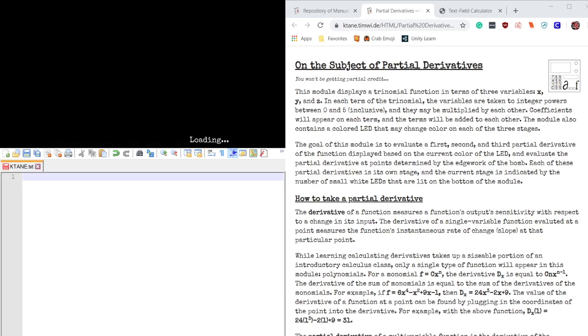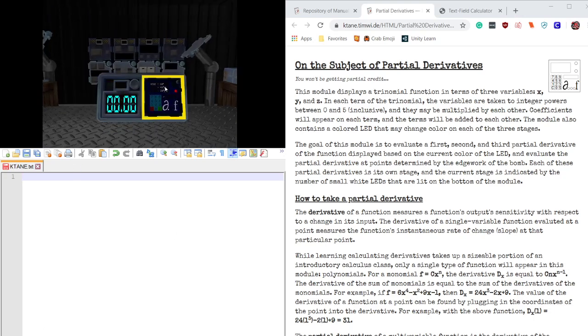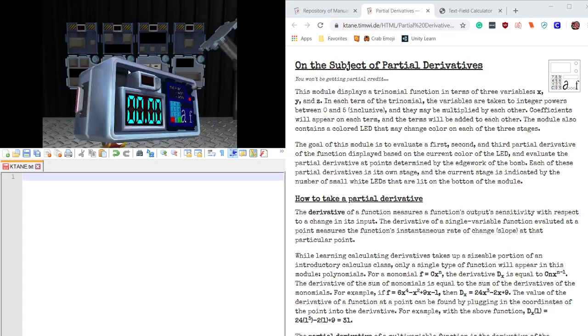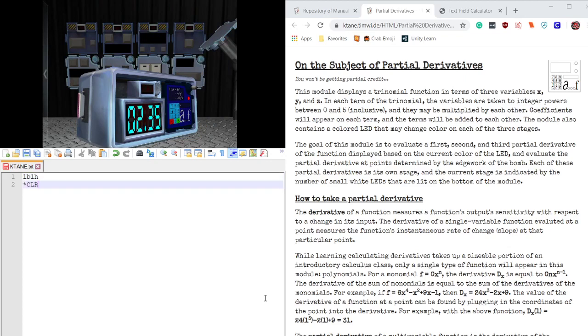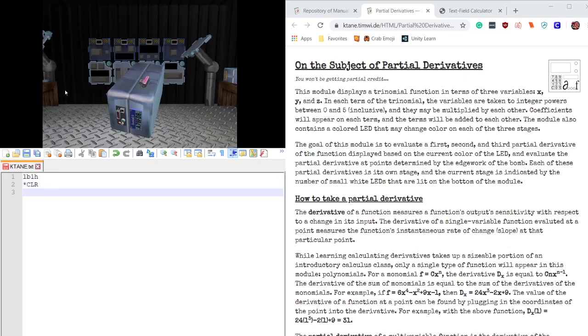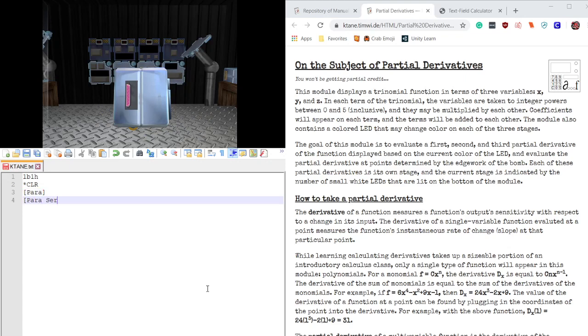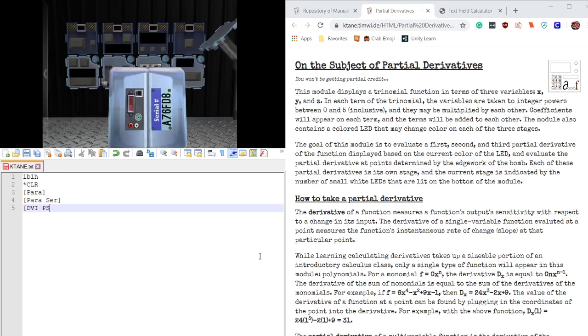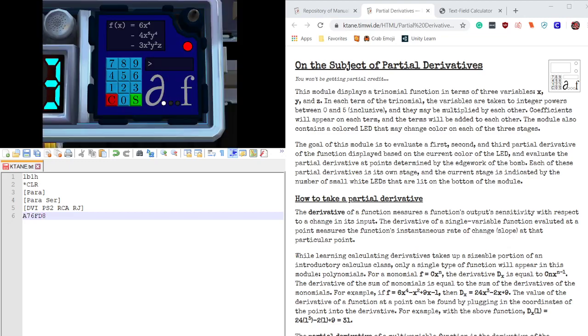This module requires all of the edge work on the bomb, so I'm going to start by getting all of the edge work. Oh, we have one battery. I think I saw lit CLR. Yep. Plate parallel serial. Which was that plate? And, oh boy, plate DVI, PS2, RCA, RJ. The serial number is Alpha 76 Foxtrot Delta 8. With that out of the way, let's take a look at the module.